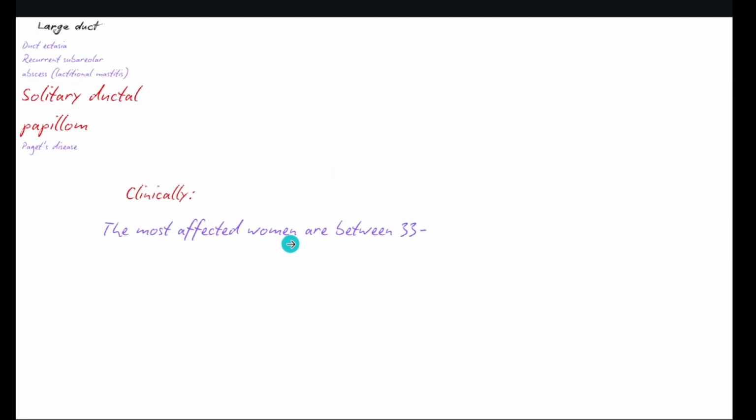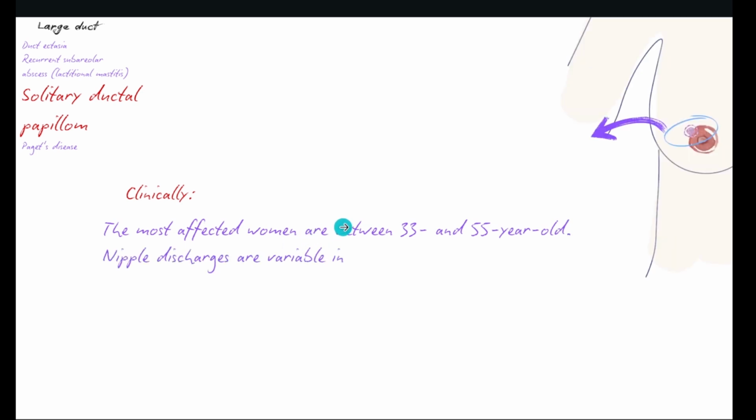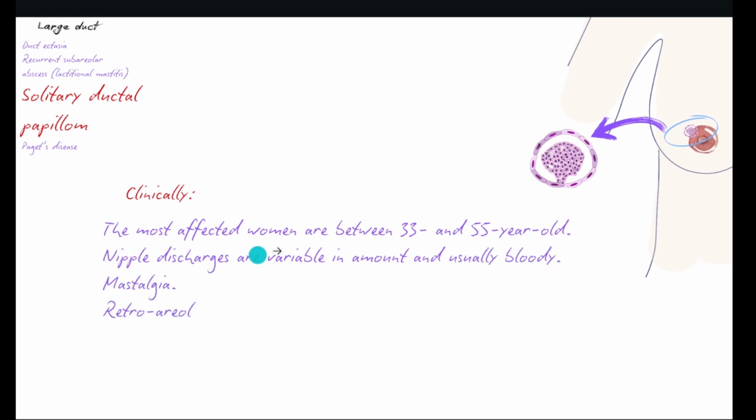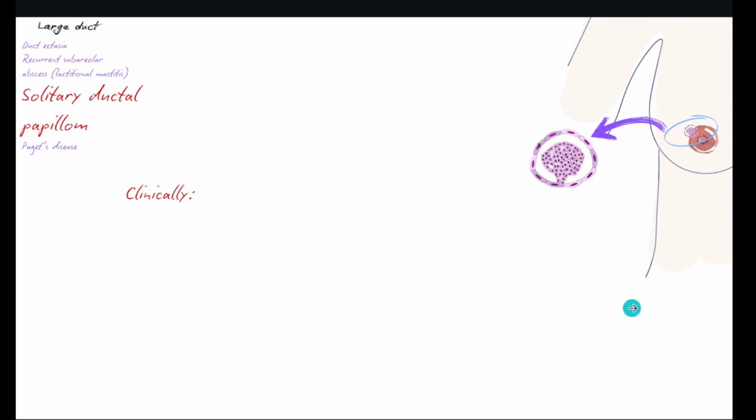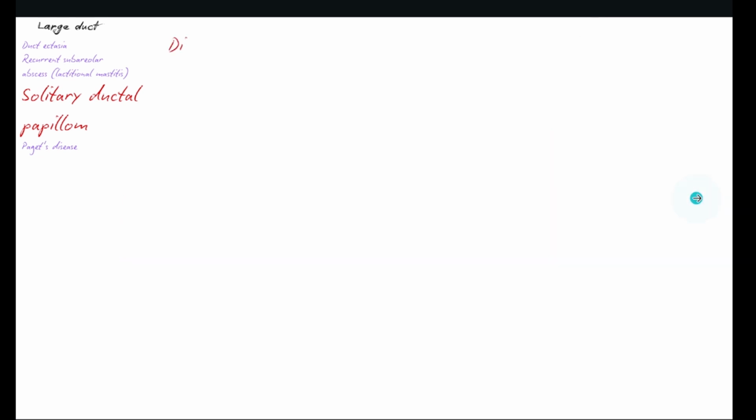Clinically, the most affected women are between 33 and 55 years old. Nipple discharges are variable in amount and usually bloody, and the most common cause of bloody nipple discharge is the solitary ductal papilloma. Retroareolar mass, variable in size, it can reach 5 centimeters.